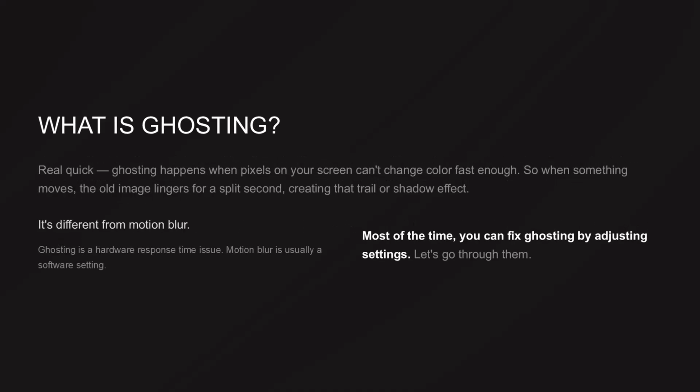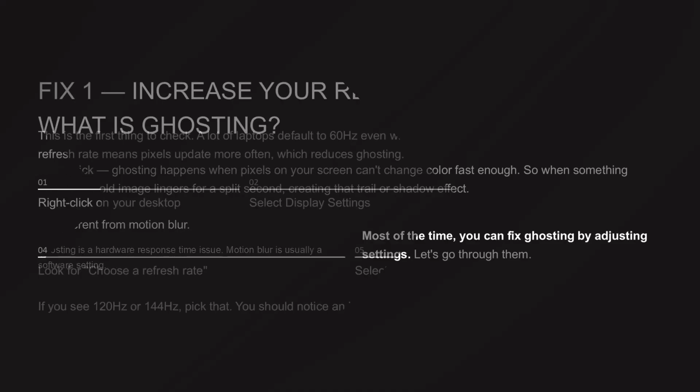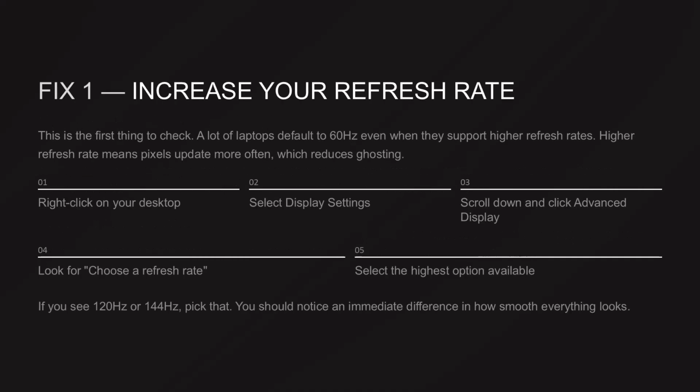What is ghosting? Real quick, ghosting happens when pixels on your screen can't change color fast enough. So when something moves, the old image lingers for a split second, creating that trail or shadow effect. It's different from motion blur. Ghosting is a hardware response time issue. Motion blur is usually a software setting. Most of the time, you can fix ghosting by adjusting settings. Let's go through them.